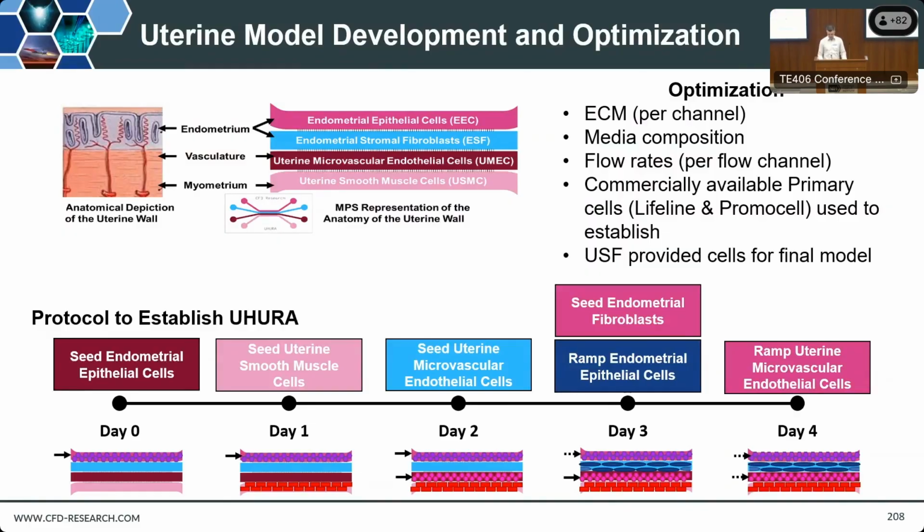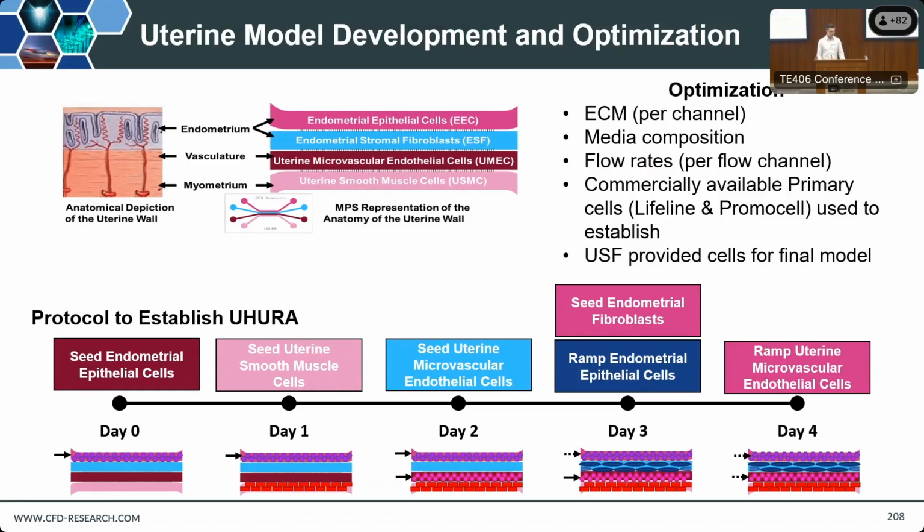I just wanted to give a brief overview of the order in which we seed the cells and do things like increasing flow rates. On day 0, we start to establish the endometrium by seeding the endometrial epithelial cells, the EEC, into the top channel. We allow them to establish for about 24 hours.